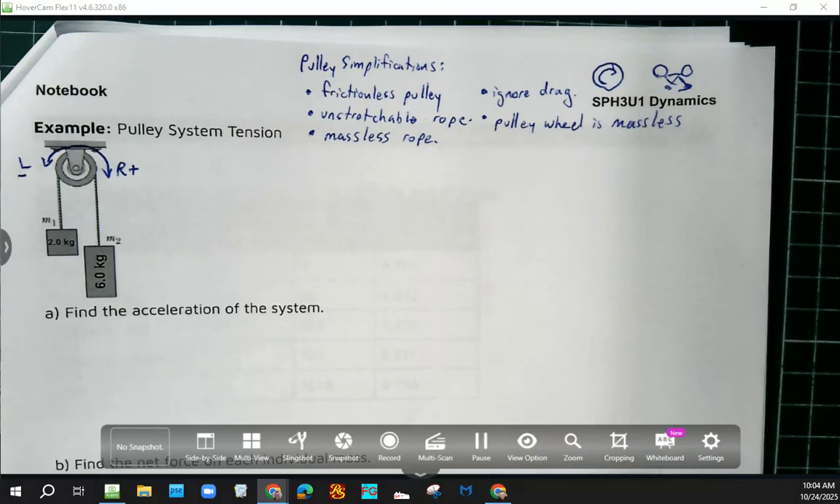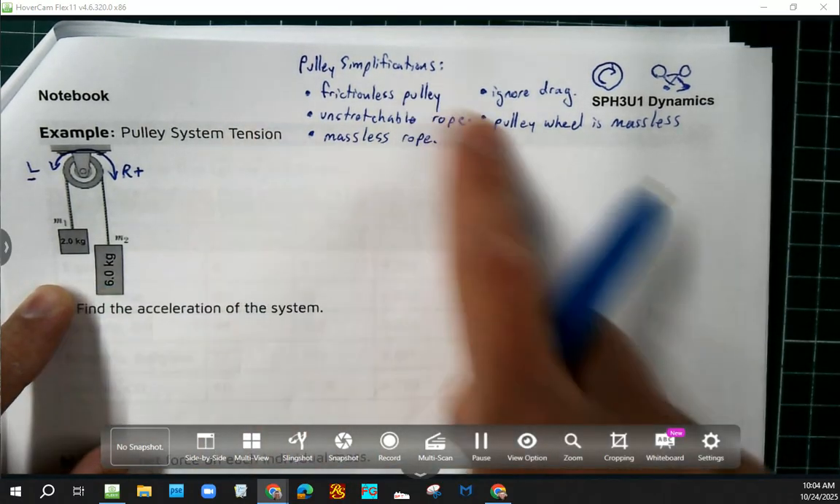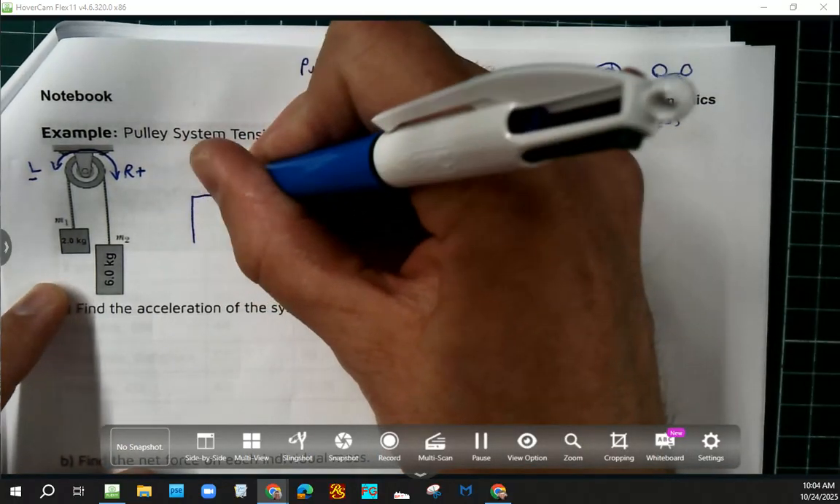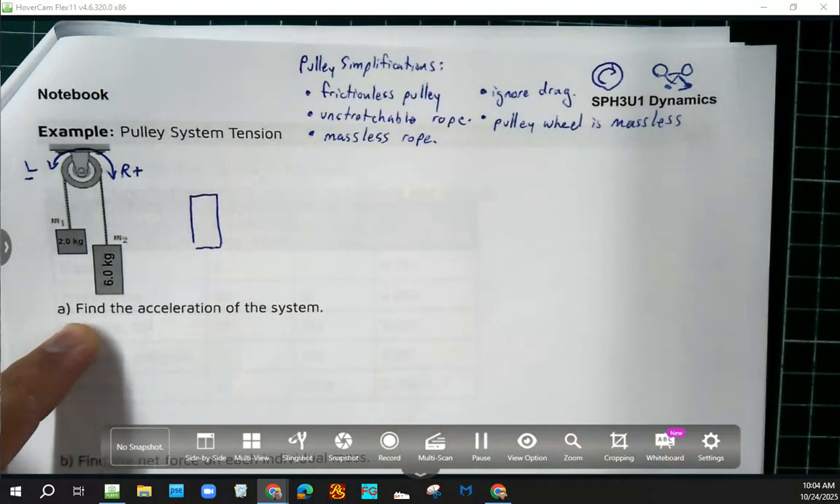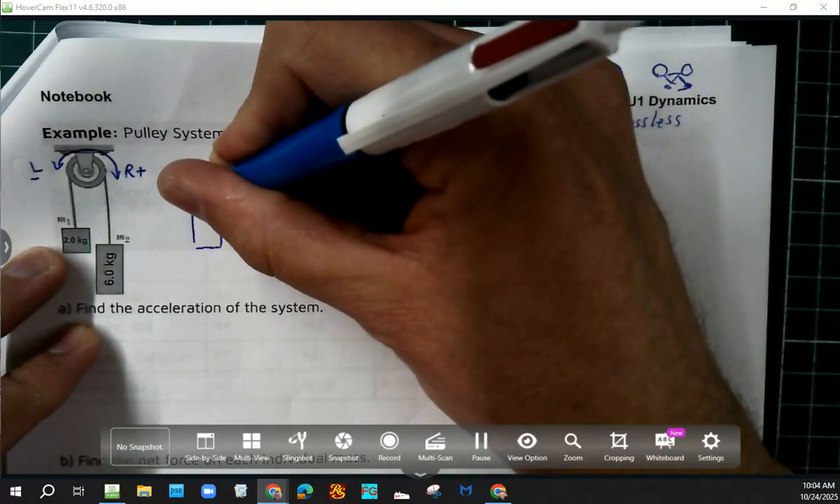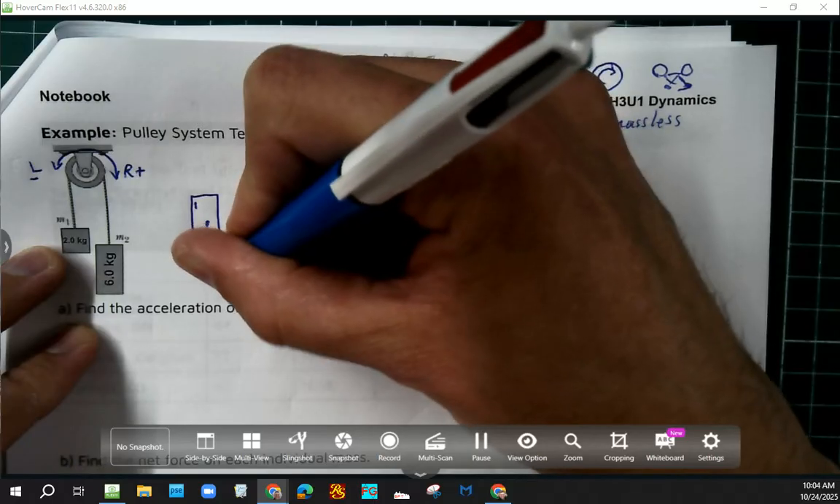All right, so if we have a system like this, we've made all these assumptions, that's all good. I want to think about drawing free body diagrams. Notice that I haven't addressed any questions yet. Part A hasn't even come up yet. I just want to, on autopilot, draw a free body diagram. So I'm going to think about mass 1. Mass 1 is going to have a force due to gravity acting downwards on it.